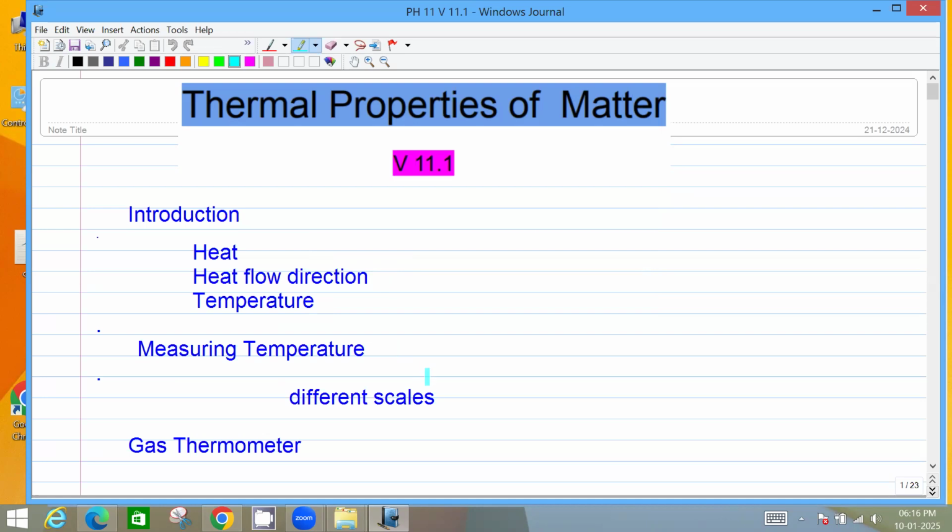There are different scales for measuring temperature. Like for length, we have different scales like centimeter, millimeter, nanometer, kilometer. Similarly, temperature can be measured using different scales. And how does a gas thermometer work? What is a property which is dependent on temperature, which is used to measure the temperature of a given gas?